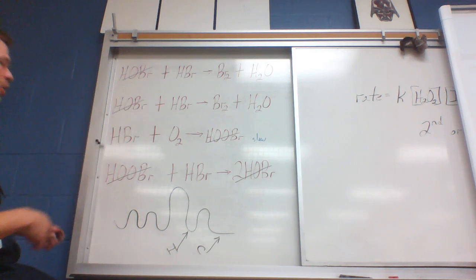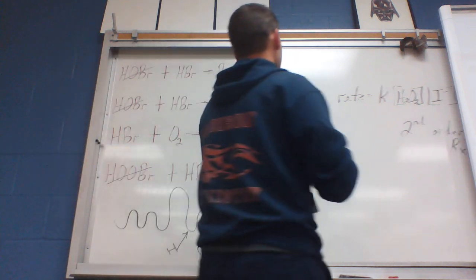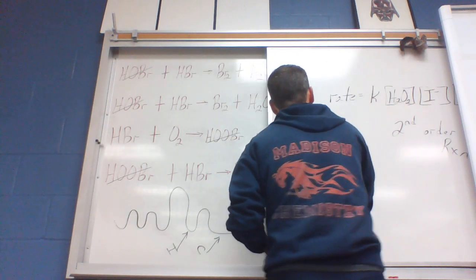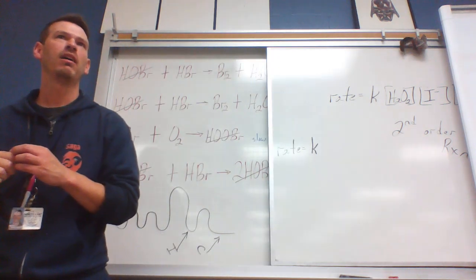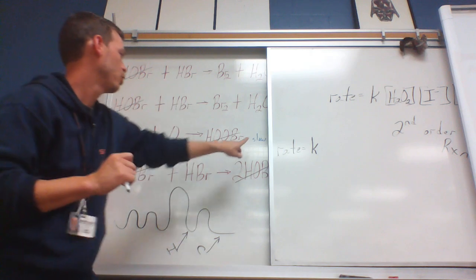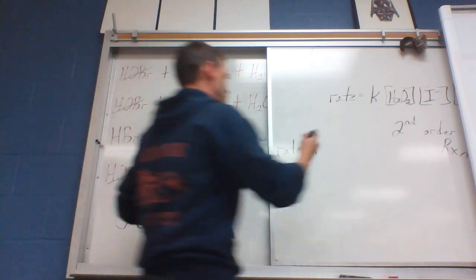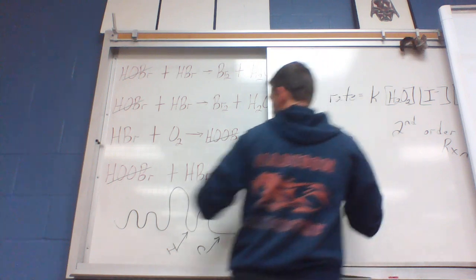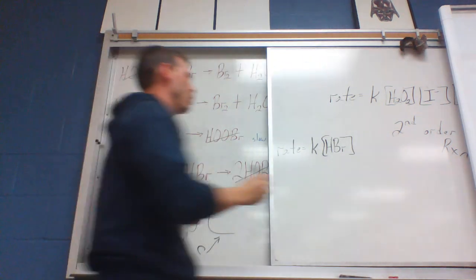All right, it wants to know the rate law. Well, here we go. The rate equals k. Where am I going to look for the rate law? The reactants of the slow step. Slow step, reactant 1 is HBr. Slow step, reactant 2 is O2.